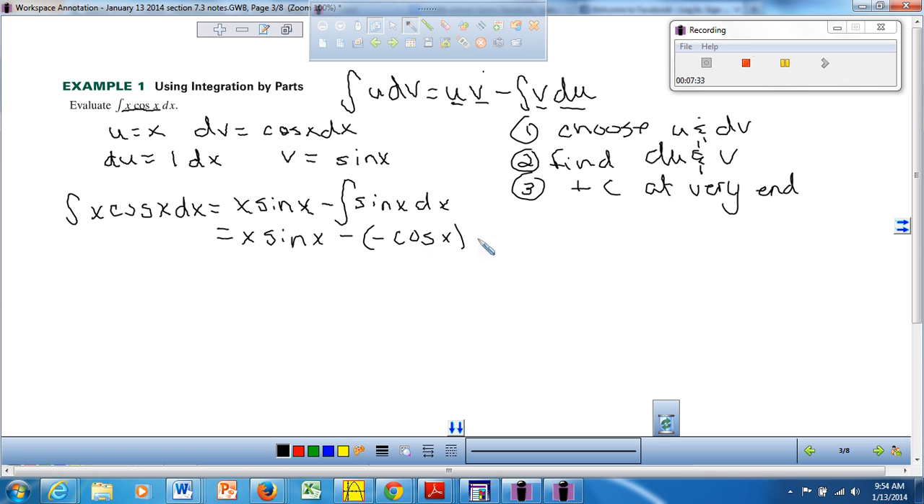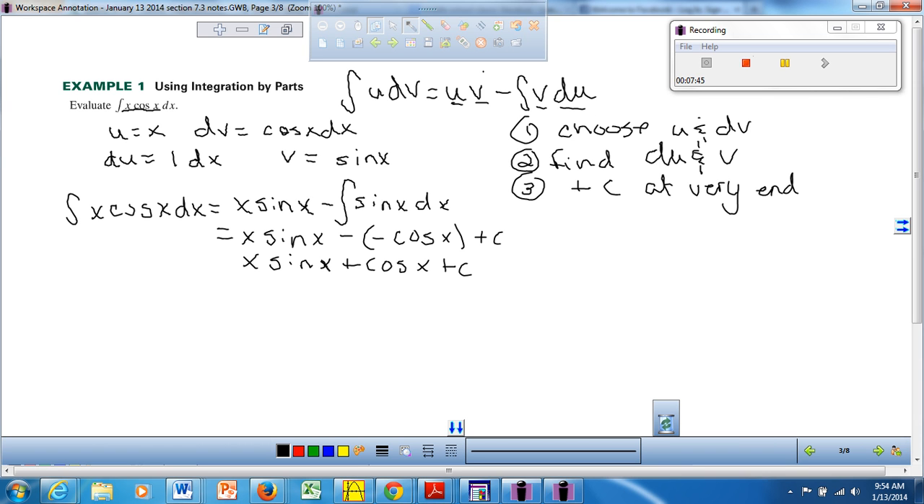And then, let's see, we're done. So we get x sine x plus cosine x plus b. Questions on what we have? There's our solution. And now I will show you the difficulty that comes up with not knowing the tabular form, what we will do next.